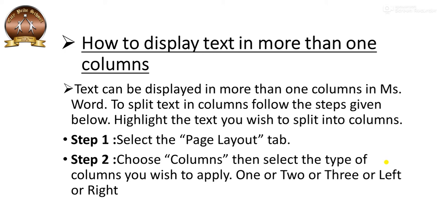Text can be displayed in more than one column in Microsoft Word. If you want to split the text into columns, you have to click on the Page Layout tab and then click on Columns. You can convert your text into one, two, or three columns, or left or right columns. So let's see how to do it practically.